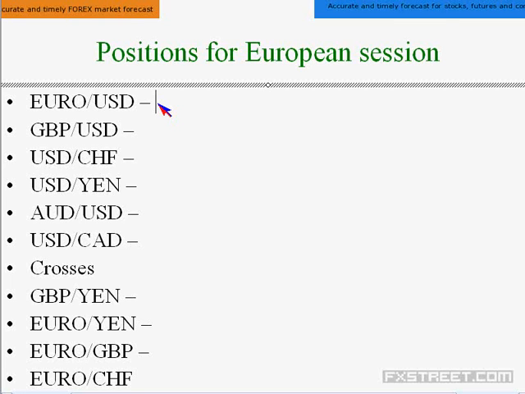So Euro is currently trading around 1.3805, and 1.3796 was the low. So it is about 10 pips higher. So we will keep a buy order.